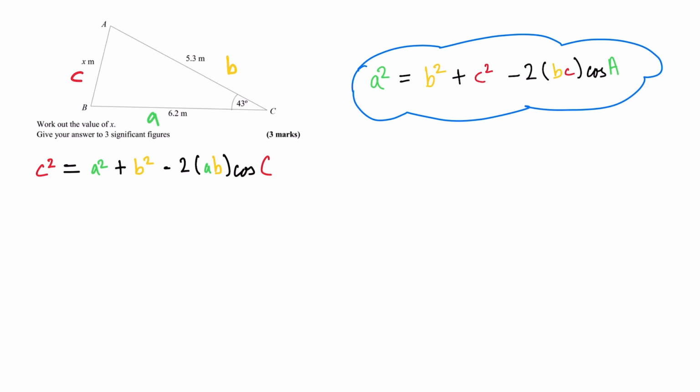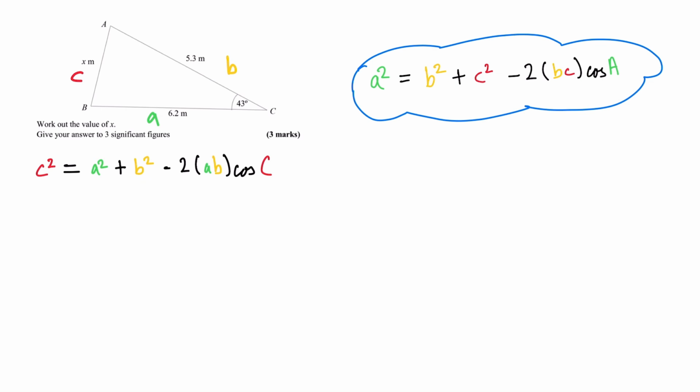The first rule is the letter that you have on the left hand side of the equal sign, so say for example you have lowercase c, you want to use the angle that's opposite that side in the cosine. So as you can see here, I have c squared equals and so on, and it's cos C. Same with the formula we've given here: it's a, and we have cos A.